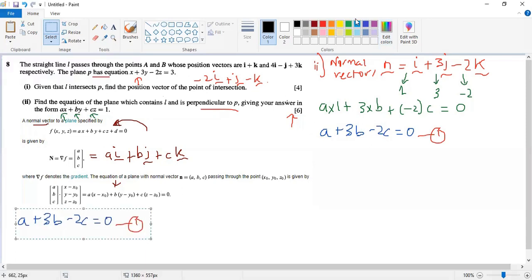Okay, let's continue to get the second equation. What is the second equation that we need? We're going to use the fact that point A, which is on L, is on P. So when you put point A, which is i plus k, into the equation of P, we get the second equation.